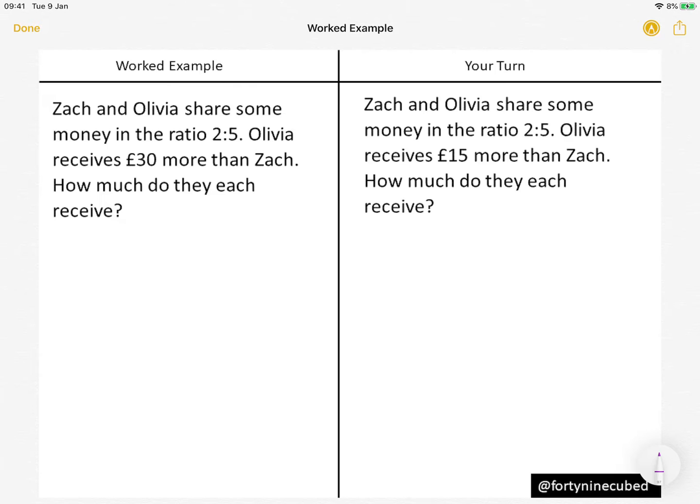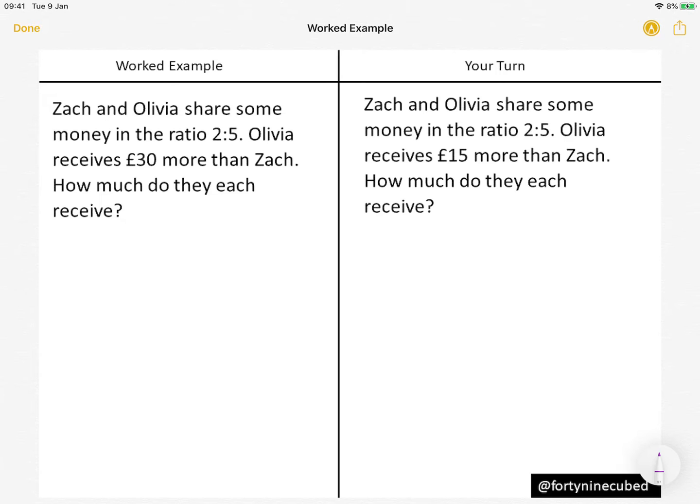Hi Year 10. Today we're going to look at something called ratio where a difference is given. So just read the question on the left first of all, about Zach and Olivia with the worked example. Pause the video and make sure you've read it.